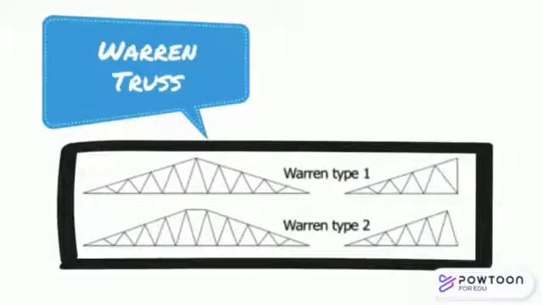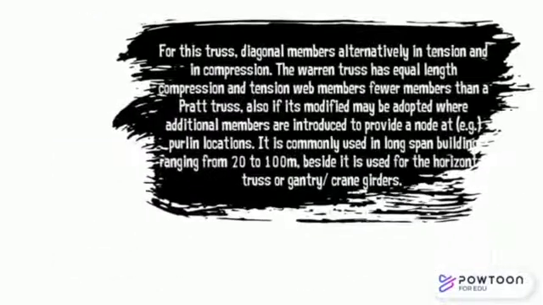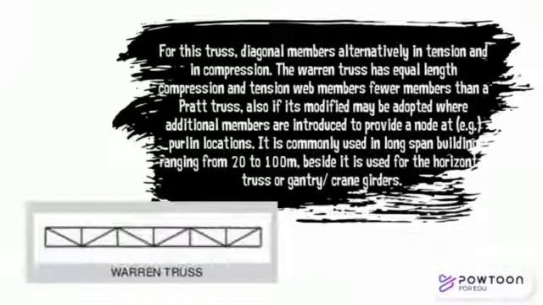Next is Warren truss. For this truss, diagonal members are alternately in tension and in compression. The Warren truss has equal length compression and tension web members and fewer members than a bowstring truss. Also, it may be modified and adapted where additional members are introduced to provide a node at, for example, a purlin location. It is commonly used in long span buildings ranging from 20 to 100 meters. Besides, it is used for horizontal trusses or gantry crane girders.